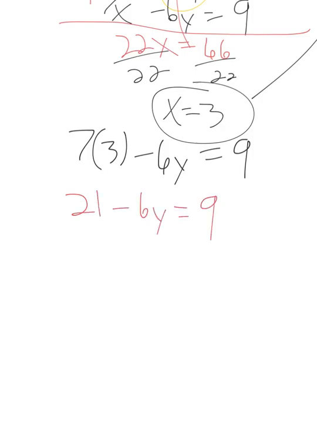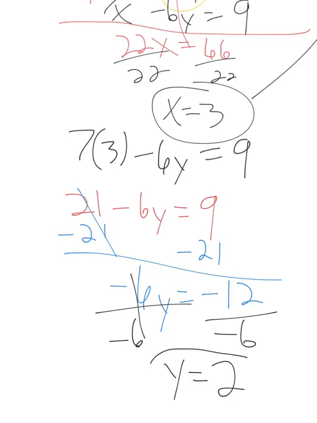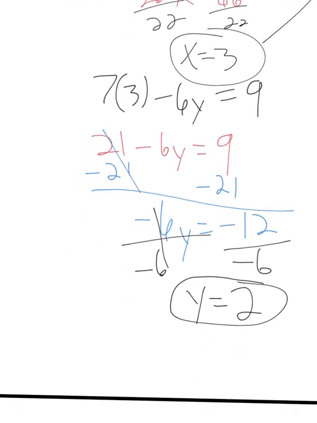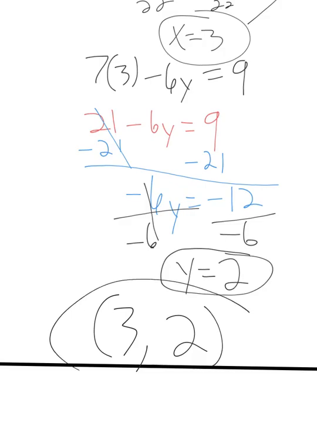So now I know I can subtract that 21 to the other side, because it's positive, so I'll make it negative. And so I have negative 6y equals 9 minus 21 is negative 12. And divide by negative 6 to both sides. And you get y equals 2. So there I have my answers for my x's and my y's. So my final answer is 3, 2. There we go.